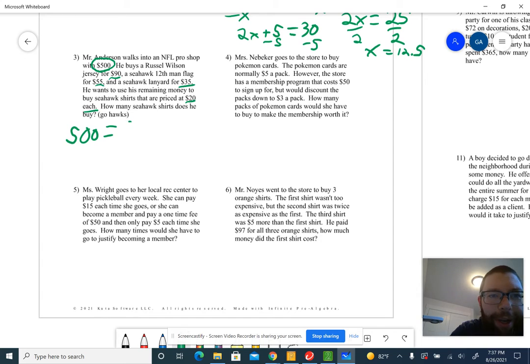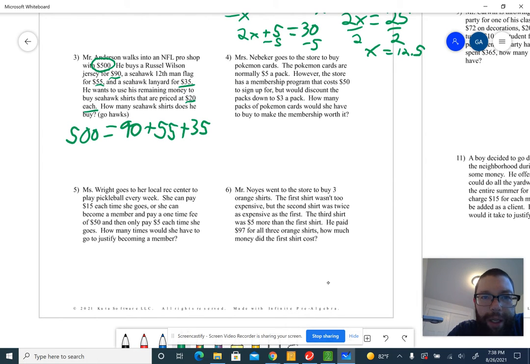It's crazy. Okay. So $90 for the Russell Wilson jersey is a one-time cost, right? The flag is a one-time cost at $55. Okay. The lanyard is a one-time cost at $35. But then basically my remaining money is going to go to Seahawks shirts.